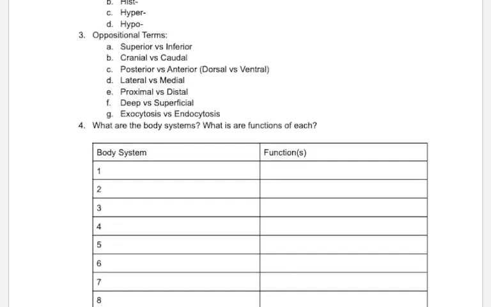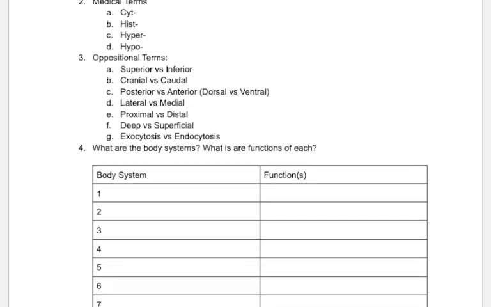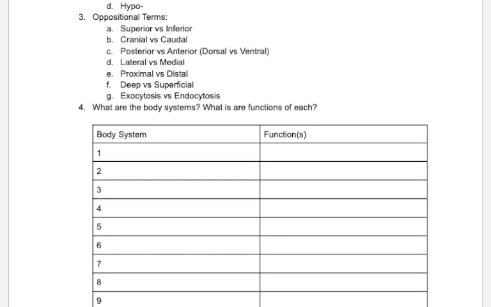Make sure you know what these medical terms mean. A lot of people were getting these wrong on a different course, so watch the lecture videos if you're unsure what these medical terms mean. And that should help you find your answers. Make sure you understand the difference between all of these terms. So superior, for example, means above, while inferior means below.